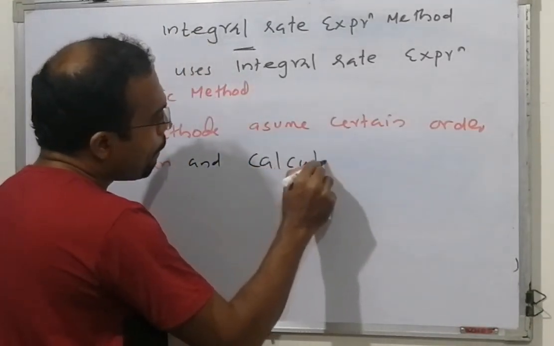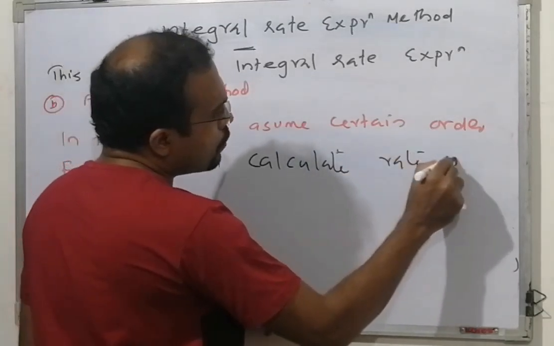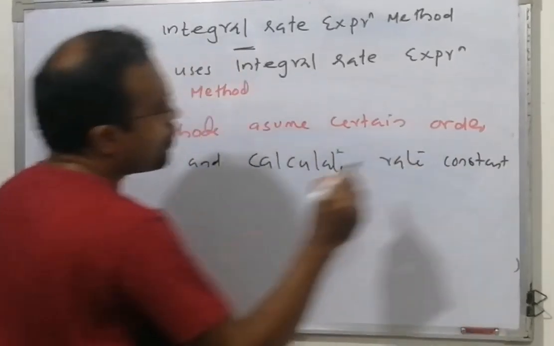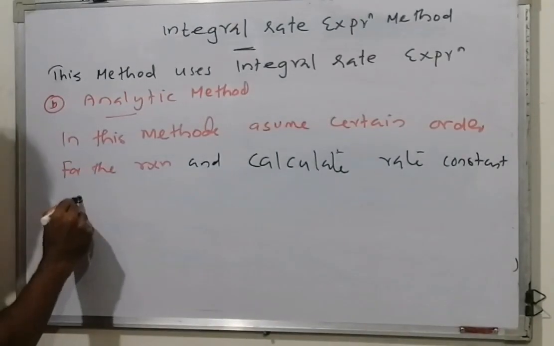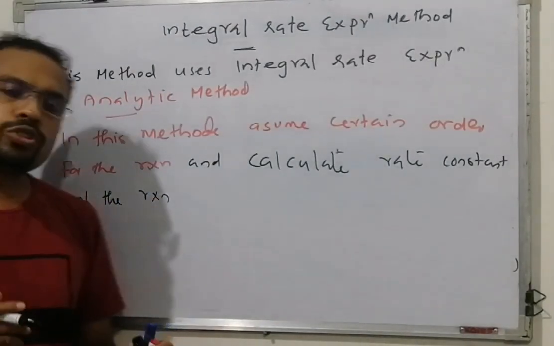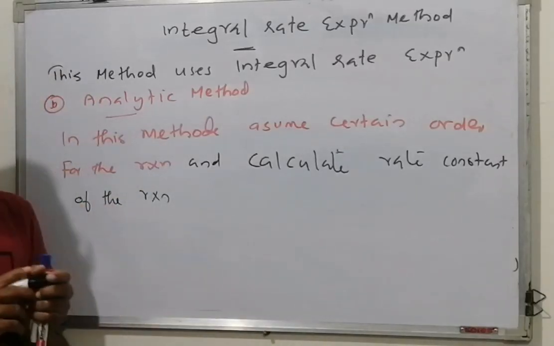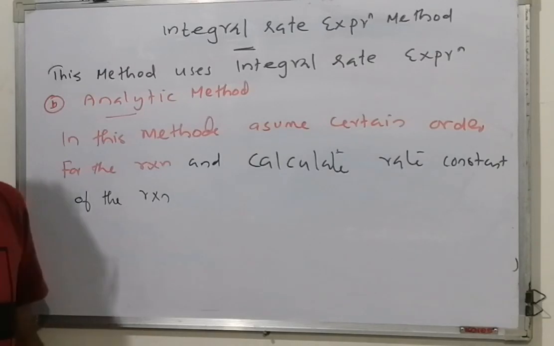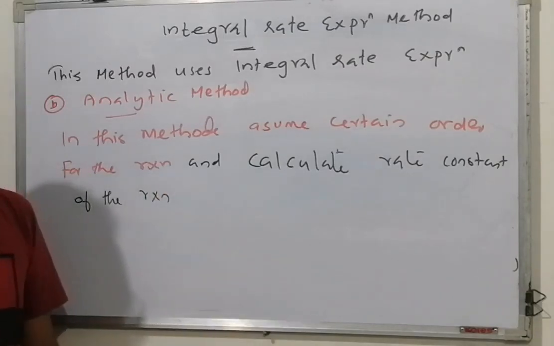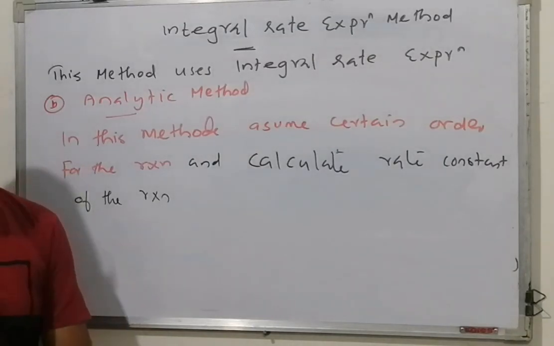calculate the rate constant of the reaction. We have done a problem with this method. Suppose you are given data and you have been asked what is the order of that reaction.